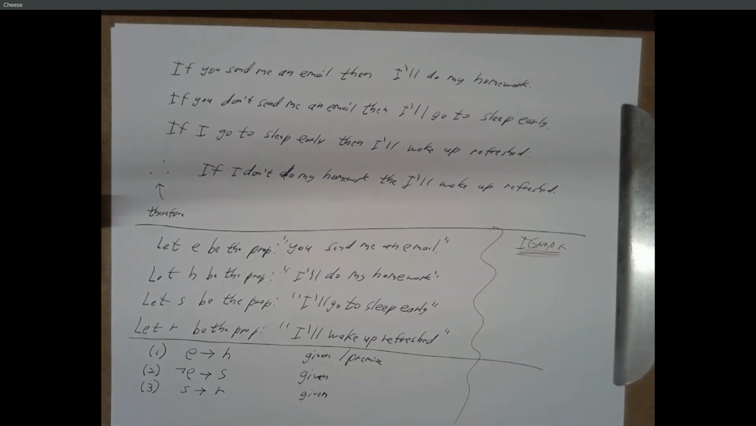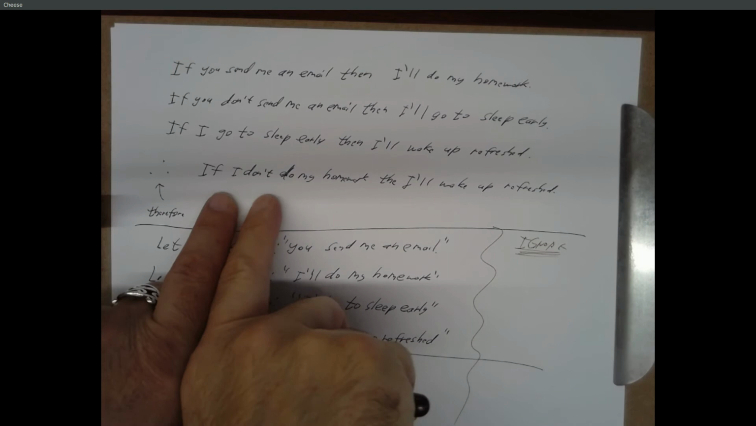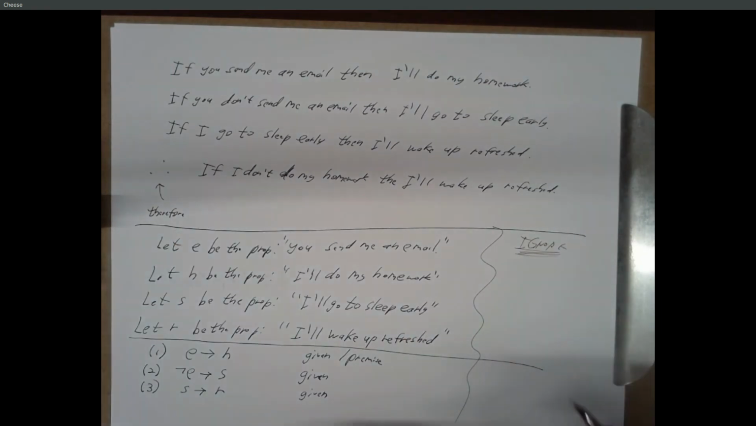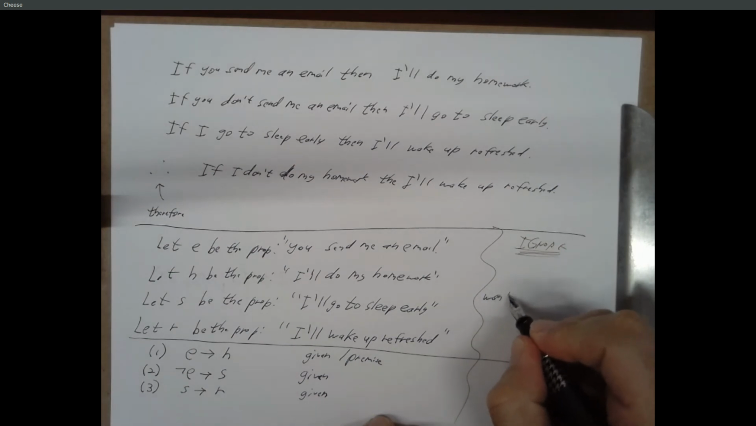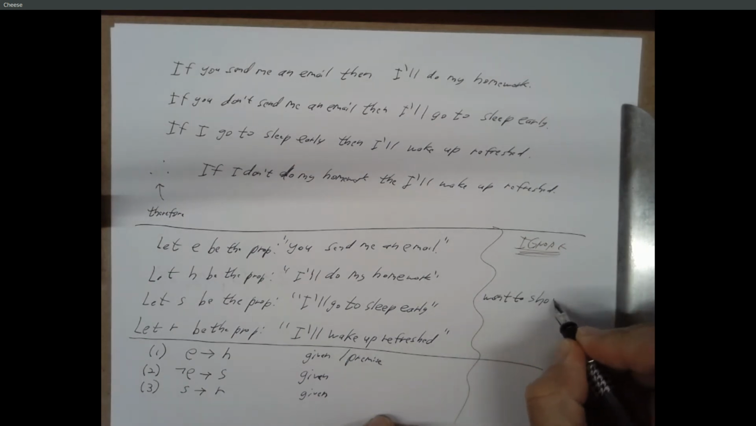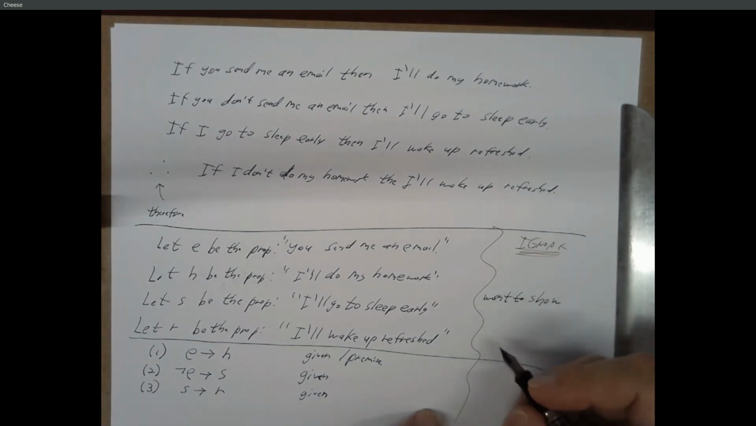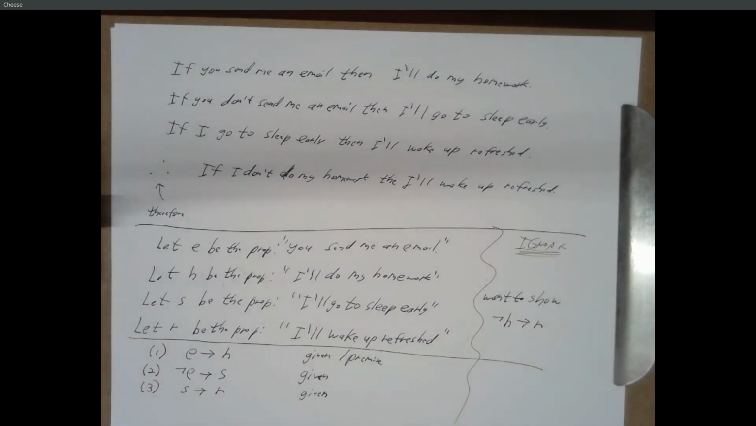And what I want to use my scratch area for is to write down what I'm trying to get to. I'm trying to show this. So I want to show, if I don't do my homework, then I'll wake up refreshed. So what does that look like? Not H implies R. That's where I'm heading. But it's not part of my proof yet.